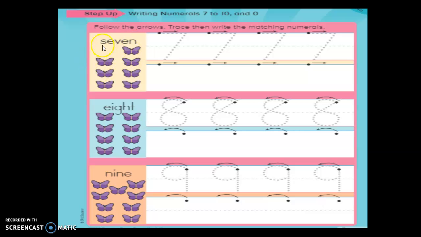So I see this is my number name 7. 1, 2, 3, 4, 5, 6, 7. And to write the number 7, I'm going to start at this black dot and go to the right, over, and then kind of diagonal. 7. Okay, so I'm going to practice writing that 4 times.